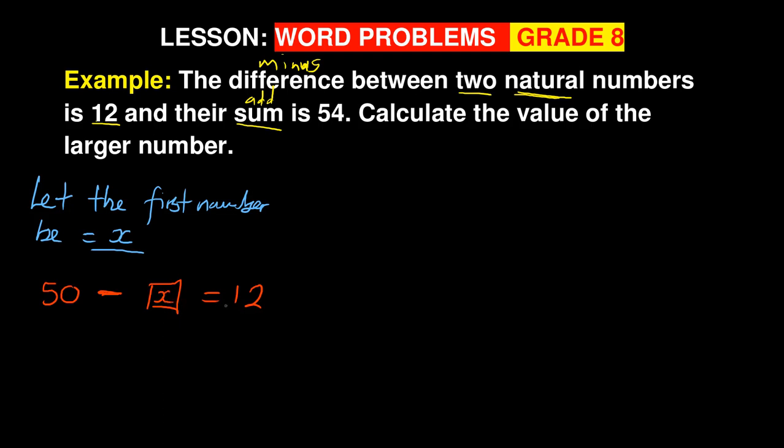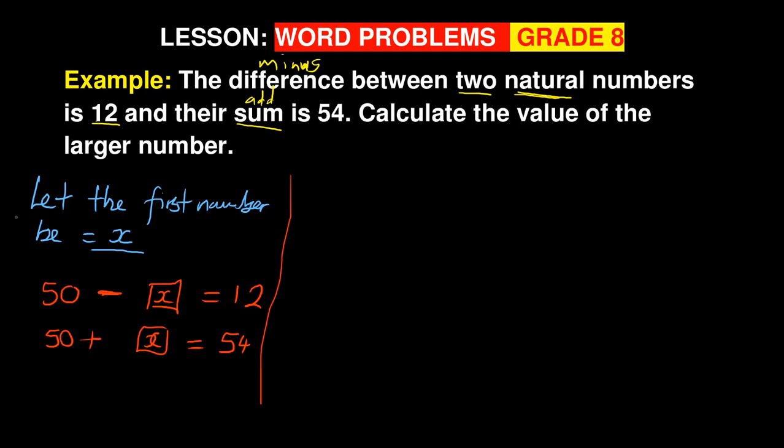X. That's what they are saying, because the question says calculate these two numbers, and also it says and their sum is 54. So again, I can take the same number. Remember, I have 50 plus that particular number. I must get 54. So do you see how this whole expression is coming about?